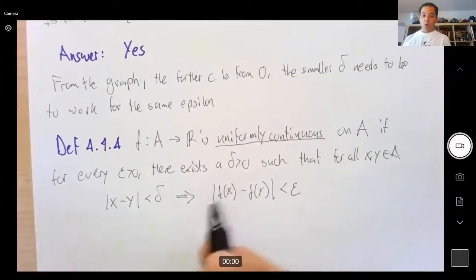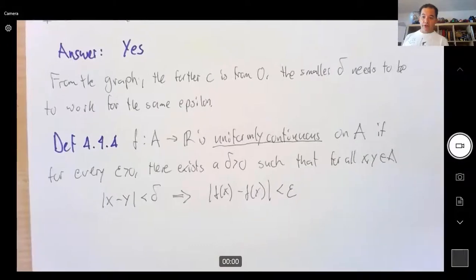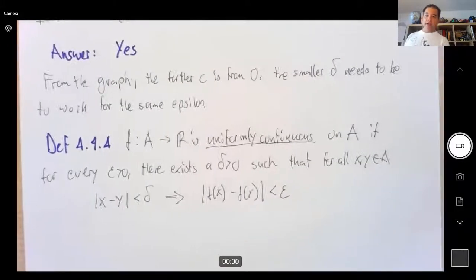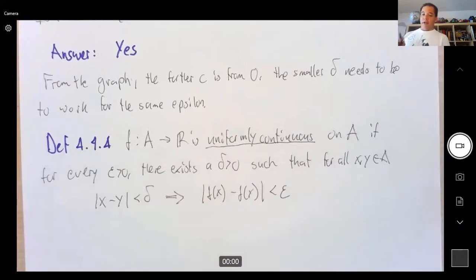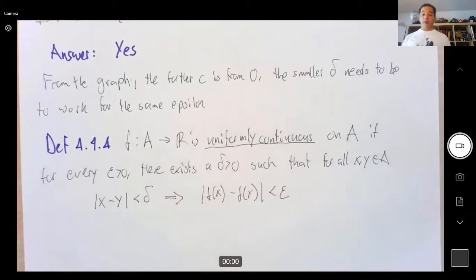So look what is the difference here. It's a subtle difference with continuity and on a set A. First of all, when we talked about uniform continuity, it has to be uniform continuity on a set. It doesn't make sense to talk about uniform continuity on a point, right?